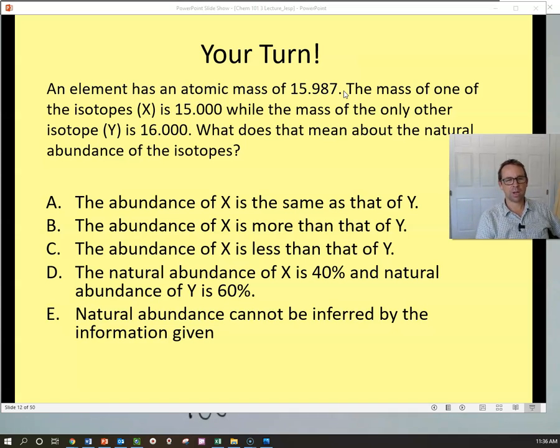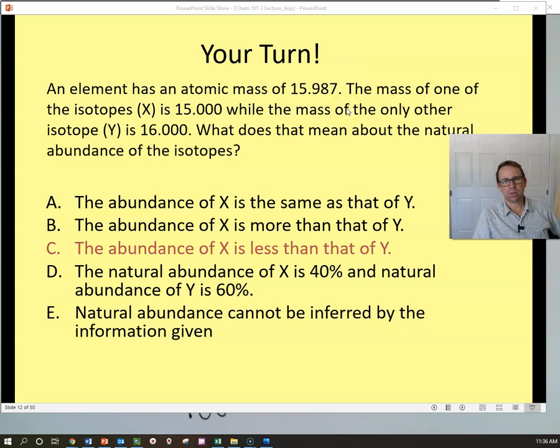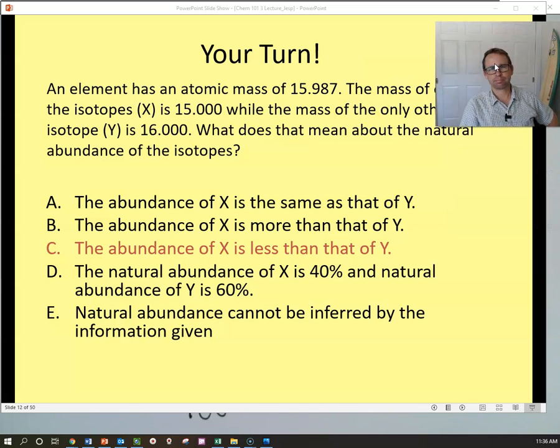Less. Less, that's right. The abundance of X would be less than that of Y, and that's why the average is more towards that of the Y isotope. What if X and Y were exactly the same percentage? What would our average mass be then? I'm sorry, say that again. If our abundance of the 15 isotope X mass of 15 and the Y mass of 16, if they were 50% of both of those exactly the same, what would our average mass be?